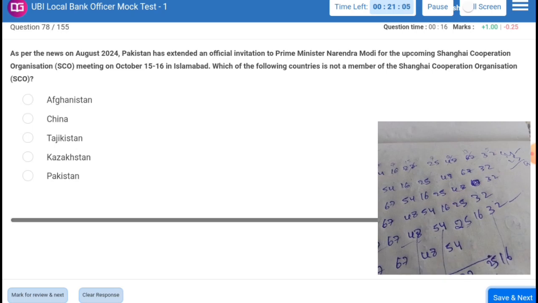So which of the following is not a member of the Shanghai Cooperation Organisation? I think Tajikistan or China and Kazakhstan. I think Afghanistan.